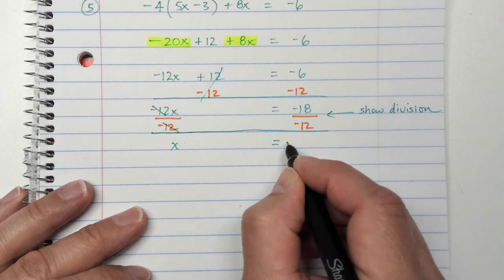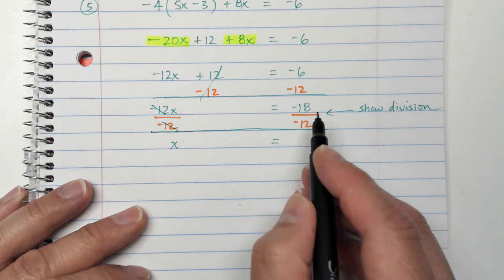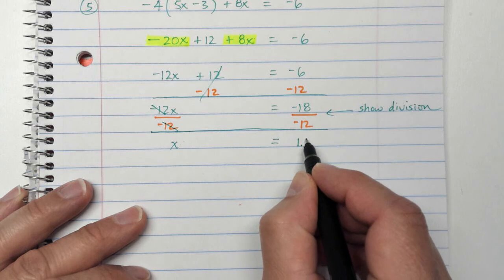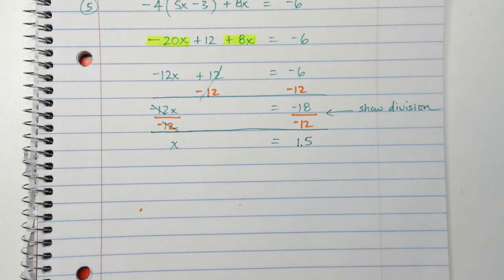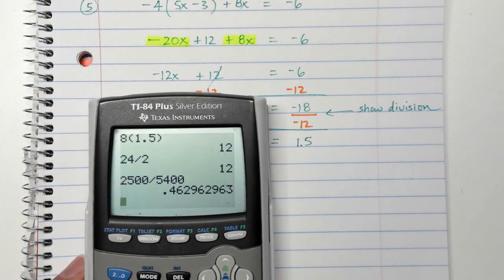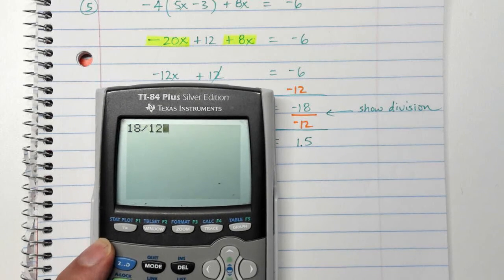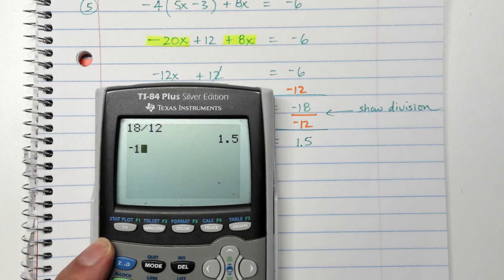Especially when you are taught positive divided by negative, negative divided by negative is a positive. I think it's 1.5. I'm not 100% sure. About to find out. So 18 divided by 12. Yep. Negative 18 divided by negative 12. Positive 1.5.